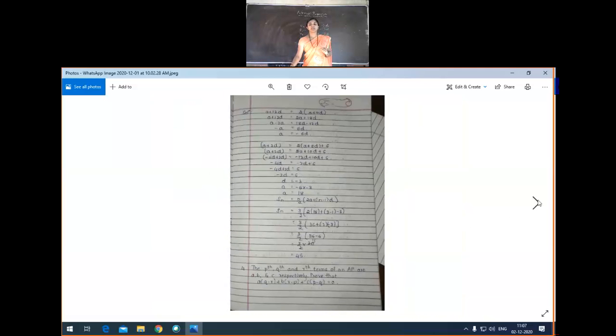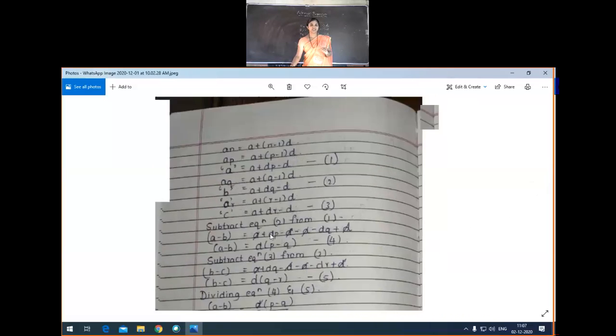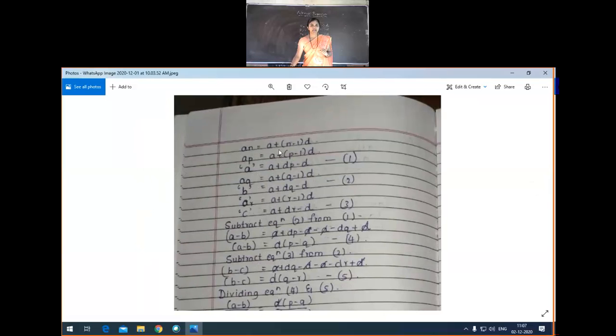So for this, what do we have to do now? Let us take a general start. We started with a_n = a + (n − 1)d, we all know this one. Then a_p = a + (p − 1)d. In place of n, we take p. Let us recall the question: the pth term, qth term, rth term are respectively a, b, c.